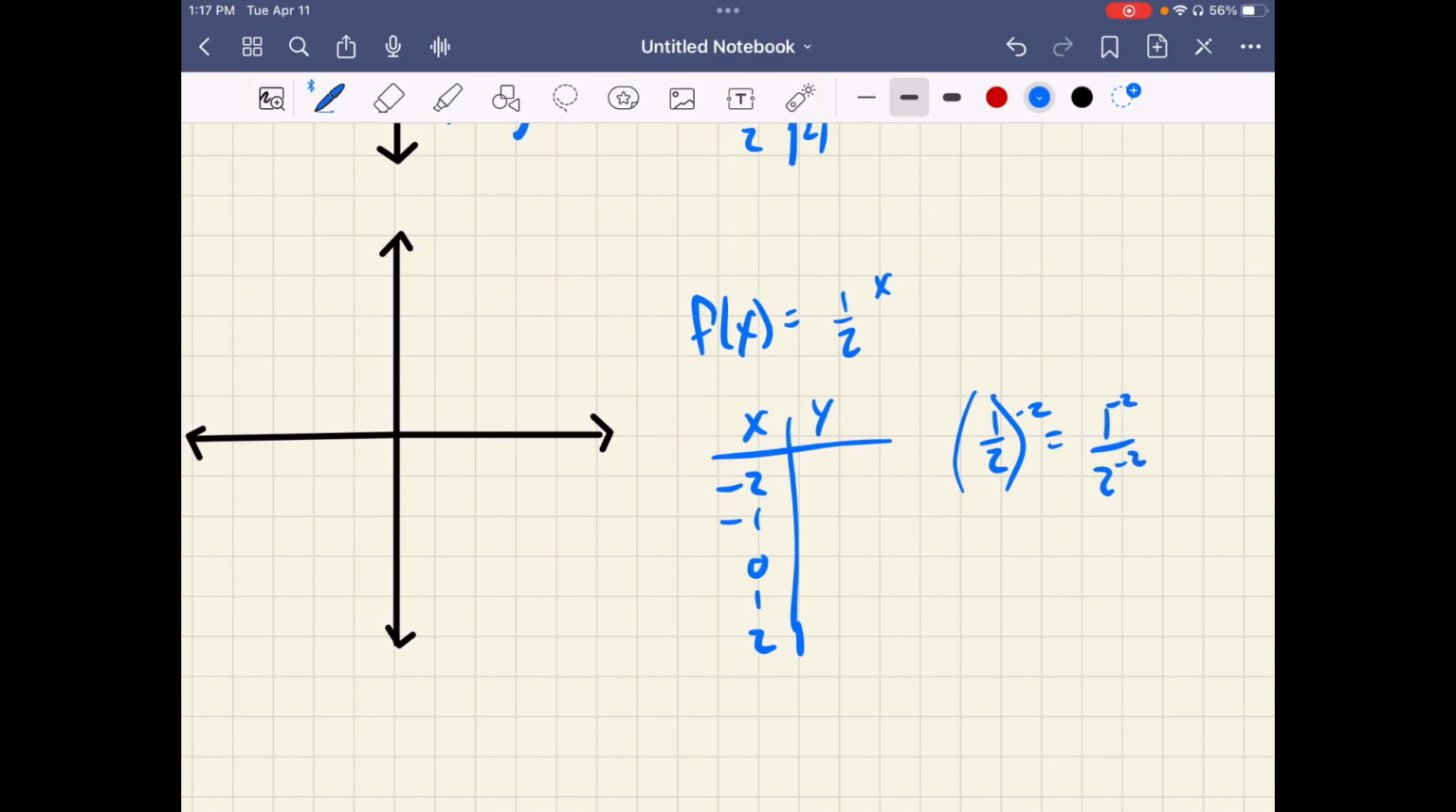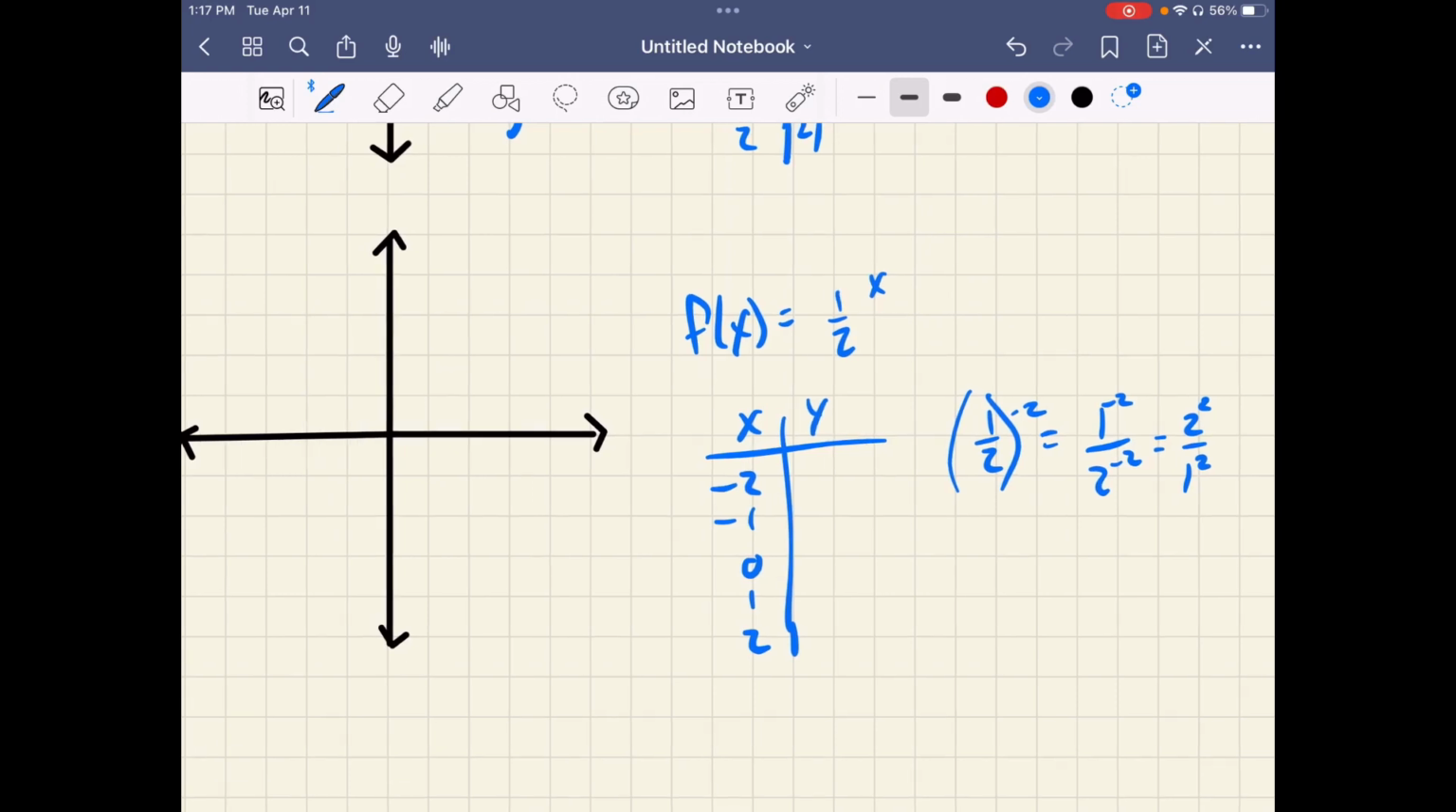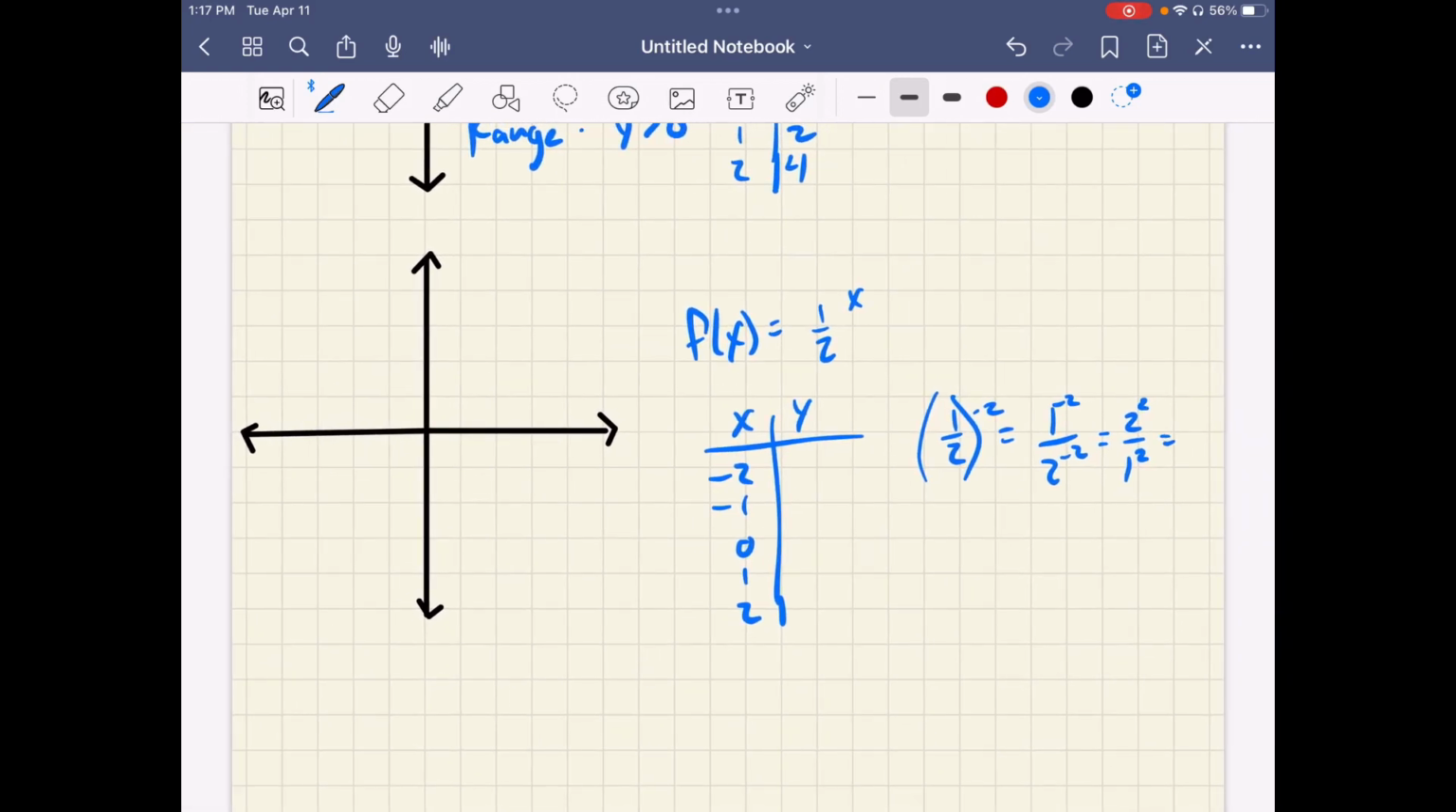because I have to apply that exponent to both of them. Now, if you'll remember, that negative just flips my fraction here, and what you end up getting is just 4 over 1. So now my negative 2 equals 4, and in a very similar way, my negative 1 is going to be 2. Anything to the 0 power is a 1, and now I have 1/2 to the 1 power, which is 1/2. I have 1/2 to the second power, which is going to be 1 over 4.